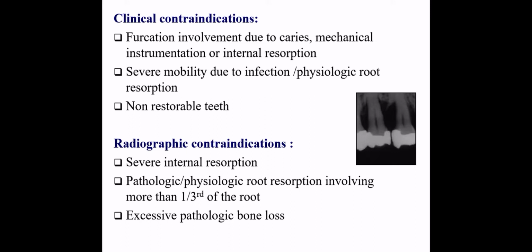Now next are the radiographic contraindications. When you see the indications, how I have put it across is: first the general contraindication, next the clinical, then the radiographic. So try to put the indications and contraindications in this way. Radiographic contraindication is severe internal resorption. Imagine that in one entire root internal resorption is there, you cannot do anything, you have to extract it. Then pathological or physiological root resorption involving more than 1/3 of the roots. Then excessive pathological bone loss. So these are all the indications and contraindications of pulpectomy.